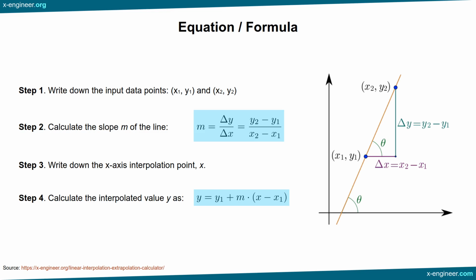Step 3. Now we determine the x-coordinate of the point where we want to interpolate. This is simply the value of x for which we need to find the corresponding y value. Step 4. Finally, we calculate the interpolated value y using the equation, y equals y1 plus m times x minus x1. This formula allows us to find an estimated y value that lies along the line between the two known points. By following these steps, we can accurately determine intermediate values using linear interpolation. In the next section, we will apply these equations on two examples, one for interpolation and another one for extrapolation.